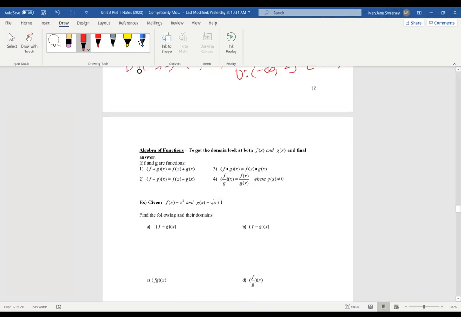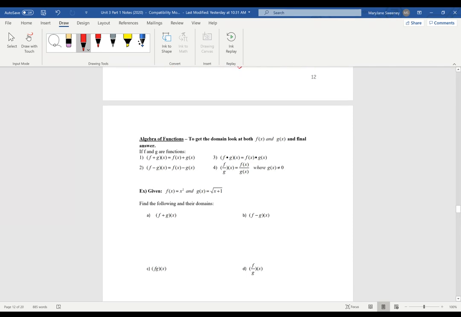To do f plus g of x, you take the f of x, add the g of x. To do f minus g of x, you take the f of x function, subtract the g of x function. F times g of x is the f of x function times the g of x function. And f divided by g of x is the f of x divided by the g of x, where g of x does not equal 0, of course, because otherwise it would be undefined. So we're going to find these and their domains.